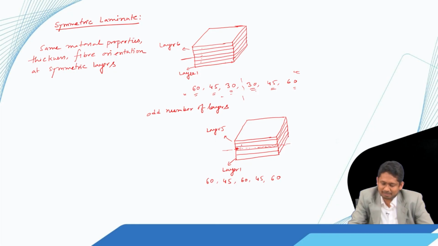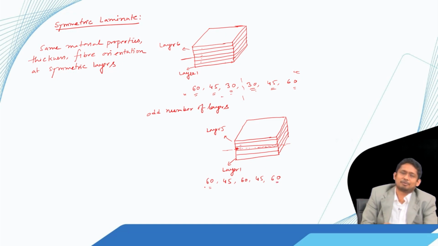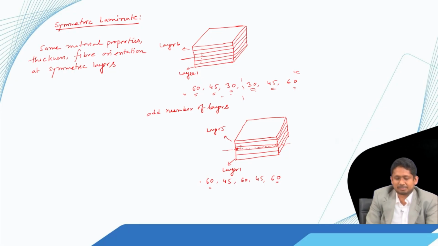If we go further up, we see a 45 degree layer full, and if we go again further down, we see a 45 degree layer full, and if we go at the top, we see 60 degree, and if we go at the bottom, we see 60 degree. So, with respect to the middle of the mid layer, this ply is symmetric. So, this is also symmetric. Now, there can be symmetric cross ply, symmetric angle ply.